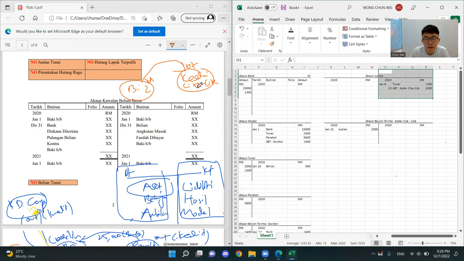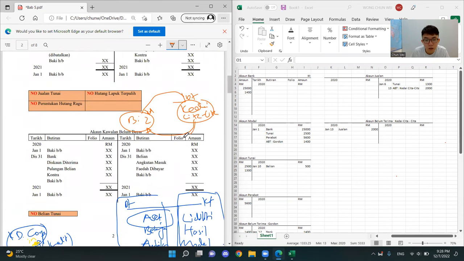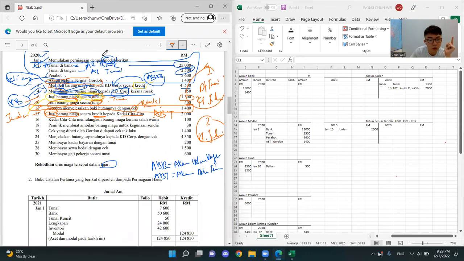Okay. Sekarang kedai cita-cita apa? Memulangkan barang niaga. Read again. Kedai cita-cita memulangkan barang niaga kerana salawana. So, now dia pulangkan barang niaga itu. Therefore, now the barang niaga comes back to us. Come in now. So, therefore, I need to debit and credit from kedai cita-cita. Tadi is a jualan, right? And then now kedai cita-cita memulangkan, meaning this is a pulangan. And because we sold to kedai cita-cita, it will be called a pulangan jualan.